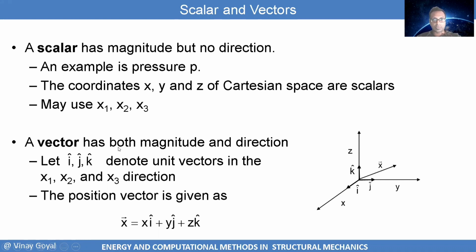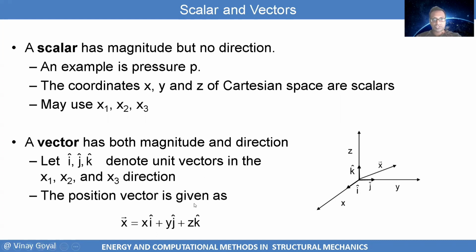A vector has both magnitude and direction. And typically i, j, and k denote the unit vectors in the x1, x2, and x3 directions. Here in this plot, we're showing x, y, and z, but you could use x1, x2, and x3. Some other people, instead of using i, j, k as unit vectors defining this Cartesian coordinate system, may use e1, e2, and e3. The magnitude of these unit vectors is 1.